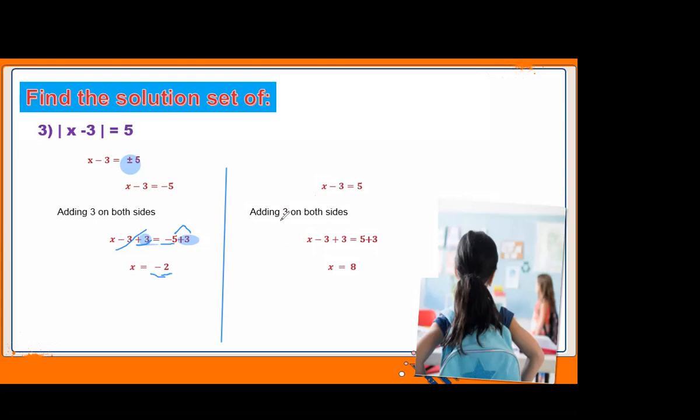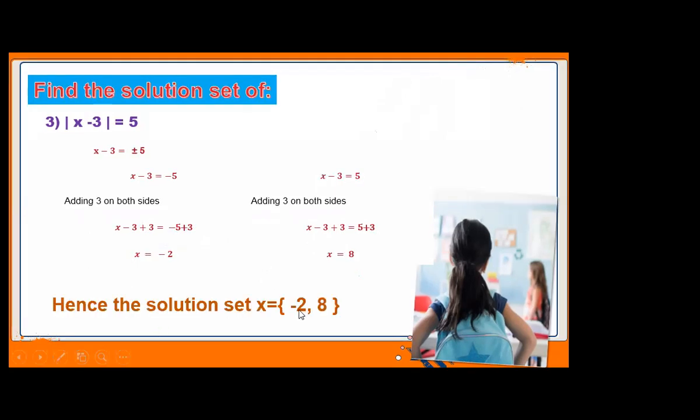Now on the right hand side, we have to add 3 on both sides. When we add 3, this 3 is going to be cancelled. We get 5 plus 3 is equal to 8. So here what will be the solution set? Hence the solution set is x equals minus 2 and 8.